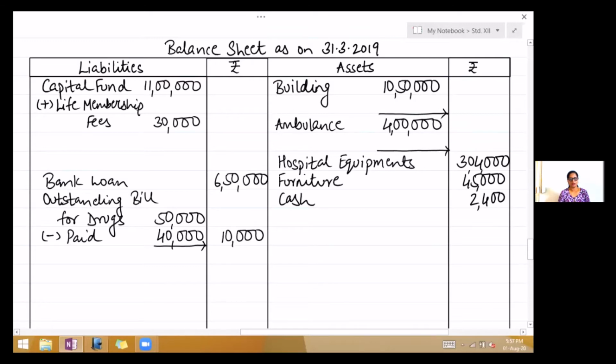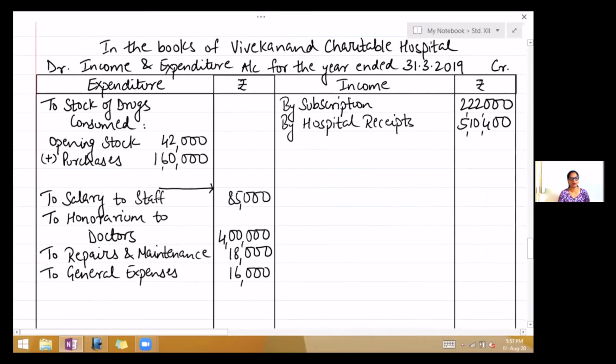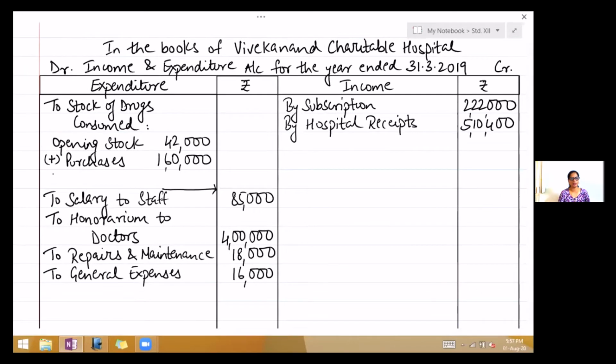Okay, we have finished receipts, payments. Now we come to the adjustments. So first adjustment says on 31st March 2019, stock of drugs was valued at rupees 22,000. 31st March 2019 means it is the closing stock of drugs. So come to the expenditure side. We have shown there opening stock, add purchases. Now you will write less closing stock 22,000.